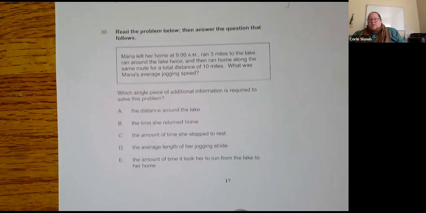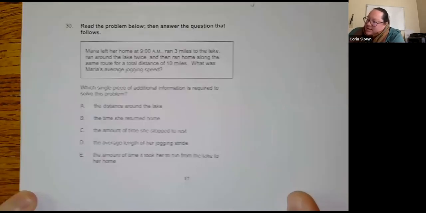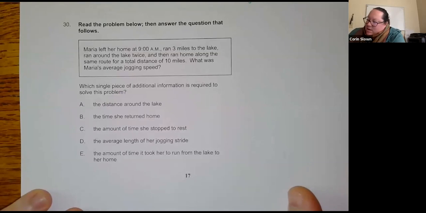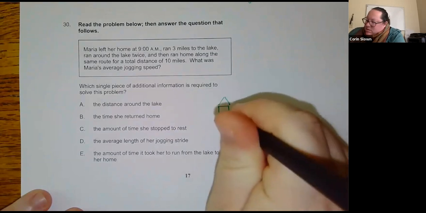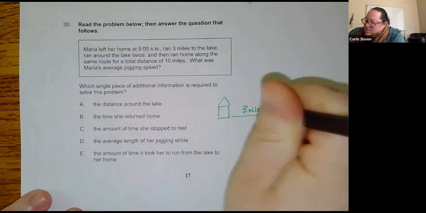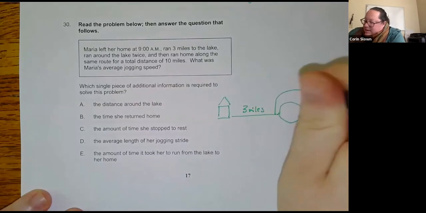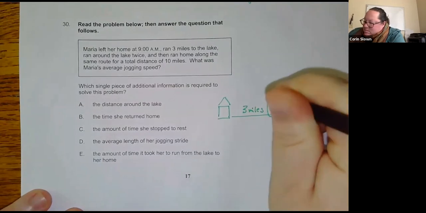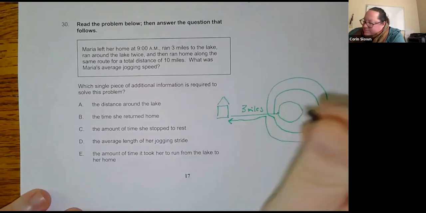Let's take a look at number 30. Read the problem below and then answer the question that follows. Maria left her home at 9 a.m., ran 3 miles to the lake, ran around the lake twice, and then ran home along the same route. So here's Maria's home. Maria ran 3 miles to a lake. Here's the lake. Maria ran around the lake twice and then ran back home.